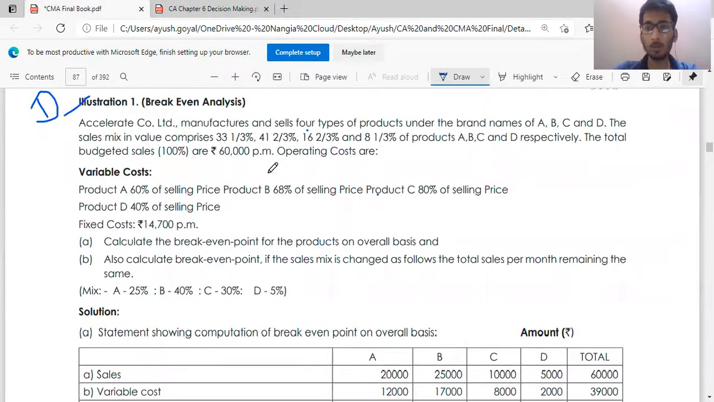So cell and further processing is over. Nothing very important, but we will do some questions. Since it's not given in the CMA final book, we are not doing any question from here, but we'll definitely solve questions related to this topic as well when the complete syllabus is over.